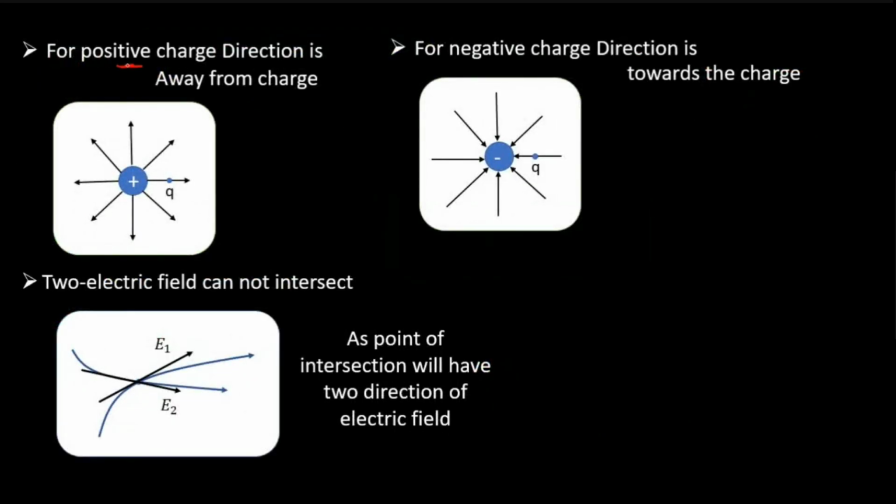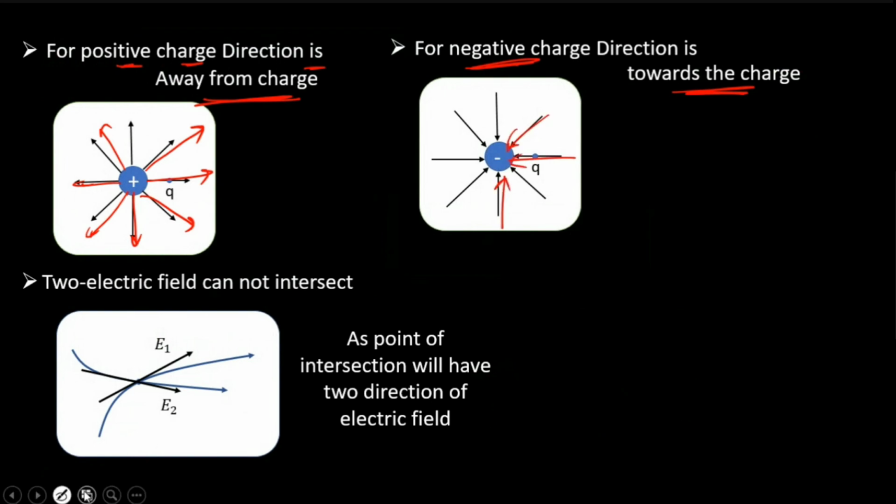For a positive charge, the direction is away from the charge. Electric field lines are away from the positive charge, like this. For a negative charge, it is towards the charge, like this. So the diagram shows the representation of all this.